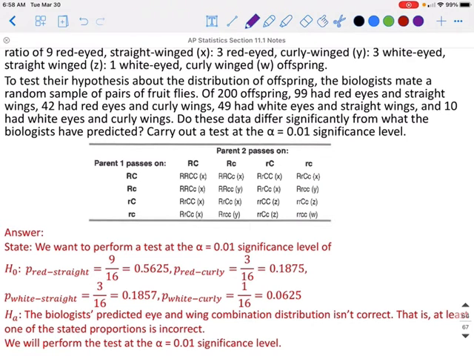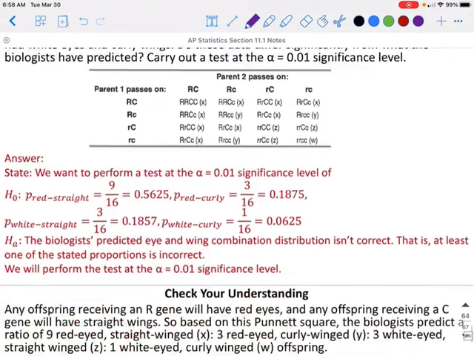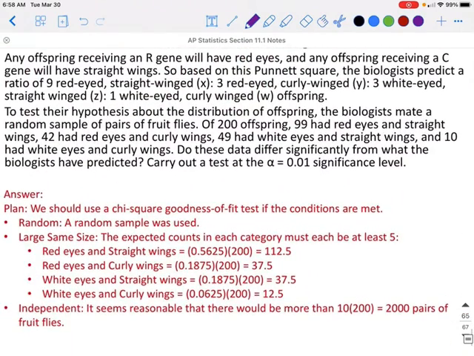Next is our plan, where you state what method you're going to use, and then you check your conditions. So we should use a chi-square goodness of fit test if the conditions are met. Our first condition for chi-square test is random, and a random sample was used. Next, remember, instead of using a normal condition, we are going to check the large sample size. The expected count in each category must be at least 5.